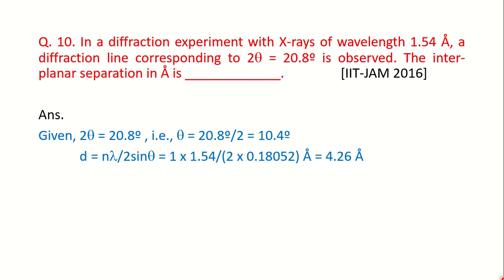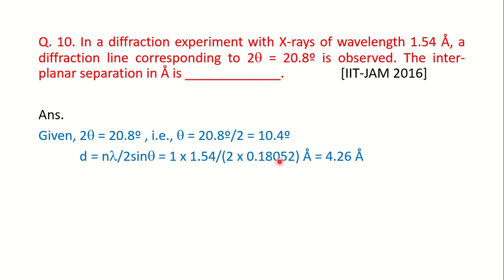So put the value of n, which is 1, the value of lambda 1.54, and 2 as usual. Sine theta means sine 10.4 degree, and the value of sine 10.4 degree is 0.18052. Since this is a 2016 question, at that time a calculator or log table may have been allowed in the exam. That is why this data is not provided.